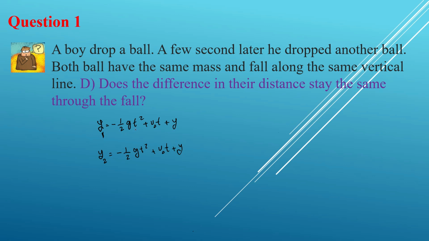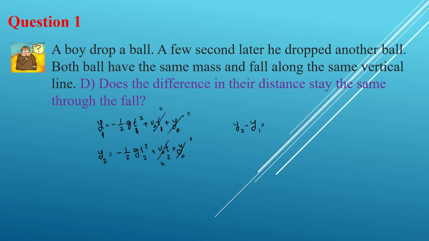So let me give them the subscripts 1 and then 2. Based on what I assumed, this y naught is gonna be 0, right? And also my initial velocity is 0, right? So the difference is going to be the difference between y2 and y1, right? Let me write it down. y2 minus y1 is equal to, and I'm going to assume that g is going to be 10, okay?